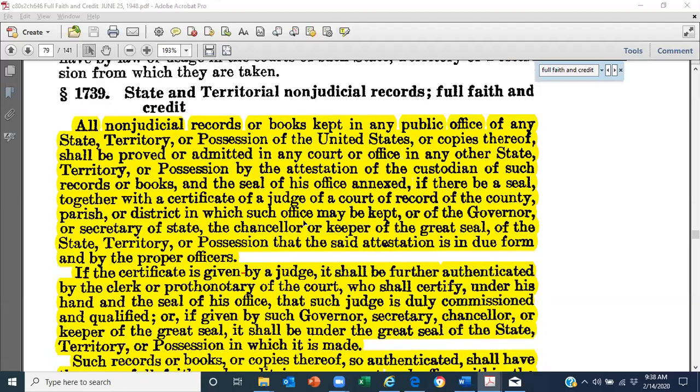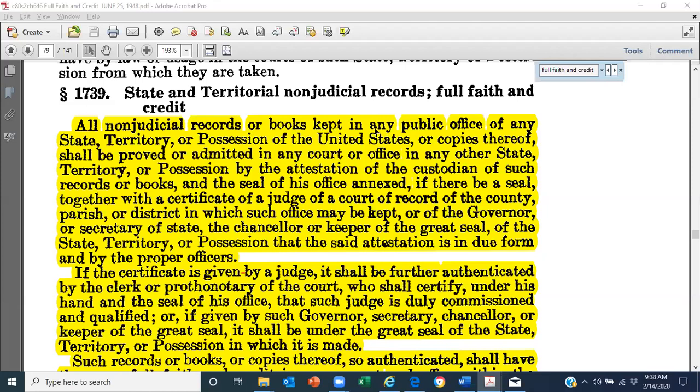1739, state and territorial non-judicial records, full faith and credit. All non-judicial records or books kept in any public office of any state, territory, or possession of the United States or copies thereof shall be proved or admitted in any court or office in any other state, territory, or possession by the attestation of the custodian of such records or books and the seal of his office annexed, if there be a seal, together with the certificate of a judge of a court of record of the county, parish, or district in which such office may be kept, or of the governor or secretary of state, the chancellor or keeper of the great seal, of the state, territory, or possession, that the said attestation is in due form and by the proper officers. Okay, you guys?